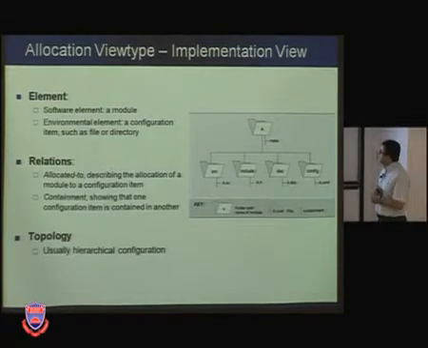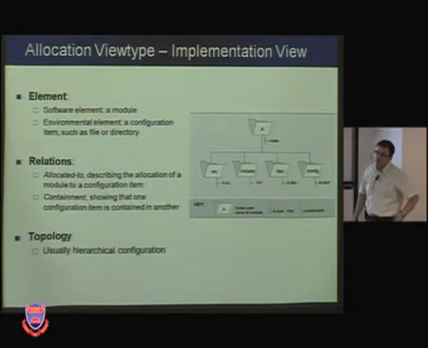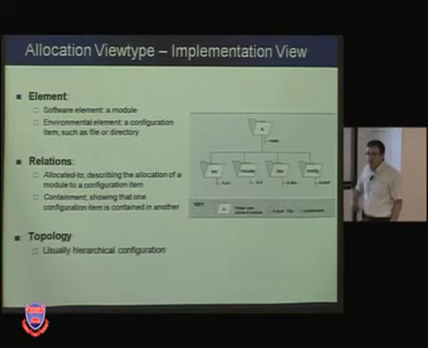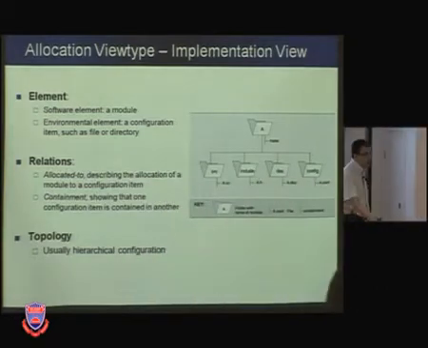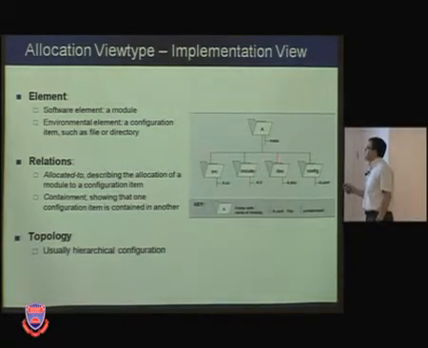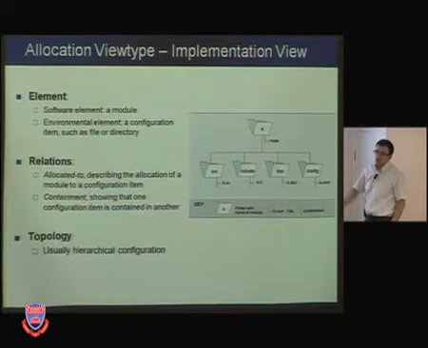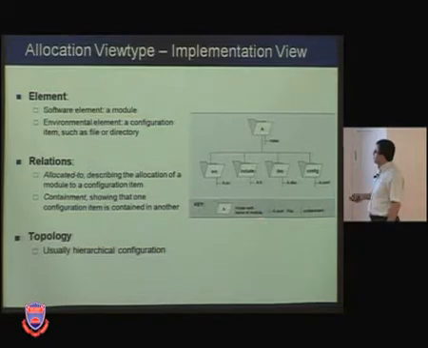The implementation style defines the mapping, not software to hardware, but to your file management structure. In the end, you have to implement the architecture. You have to do the detailed design, but also the coding. Typically, this defines how you structure your system in your file directory. Software elements are the modules. Environmental element is a configuration item such as a file or directory. This is an example of an implementation view.